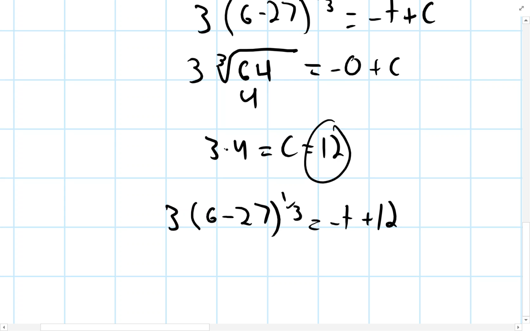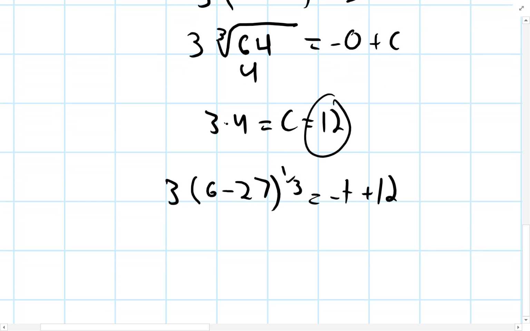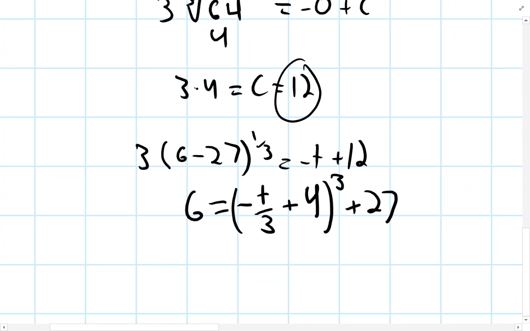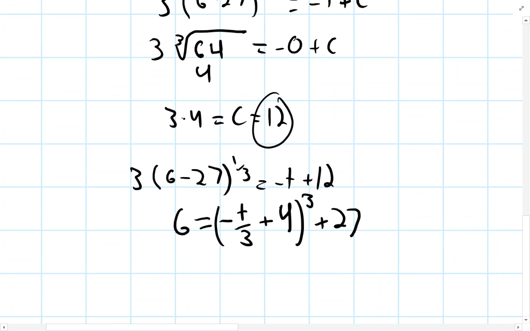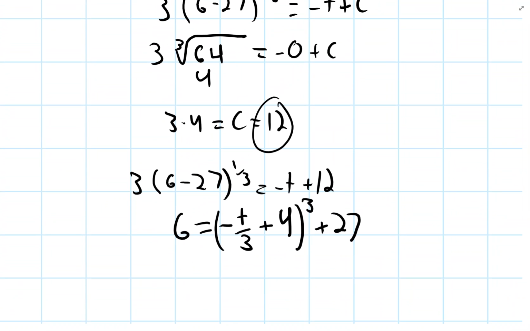And then you want to get it in terms of g. So you're going to divide by 3, then you're going to cube it, and then you're going to add 27 to both sides, and you will wind up getting g is equal to negative t over 3 plus 4, cubed, plus 27. So that's the general formula for g.